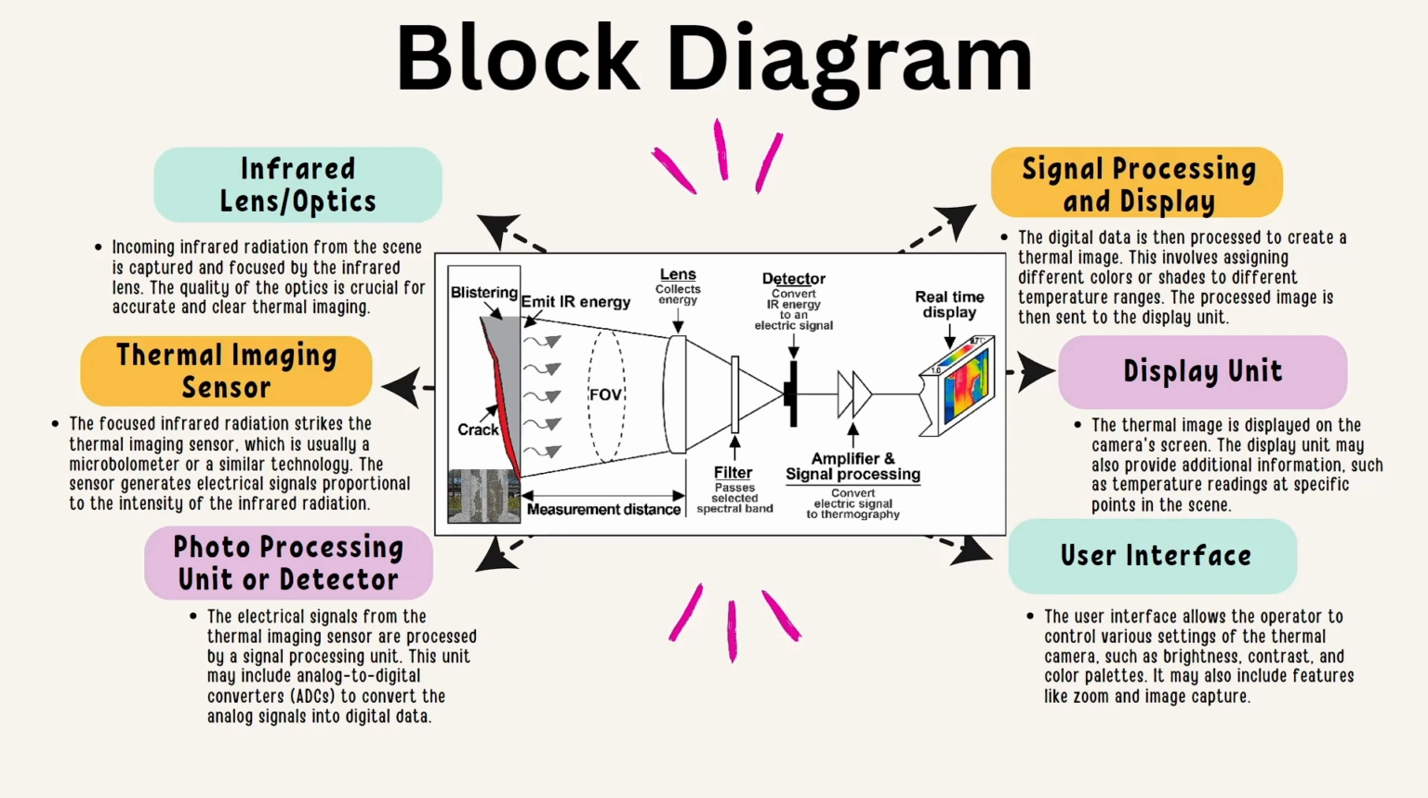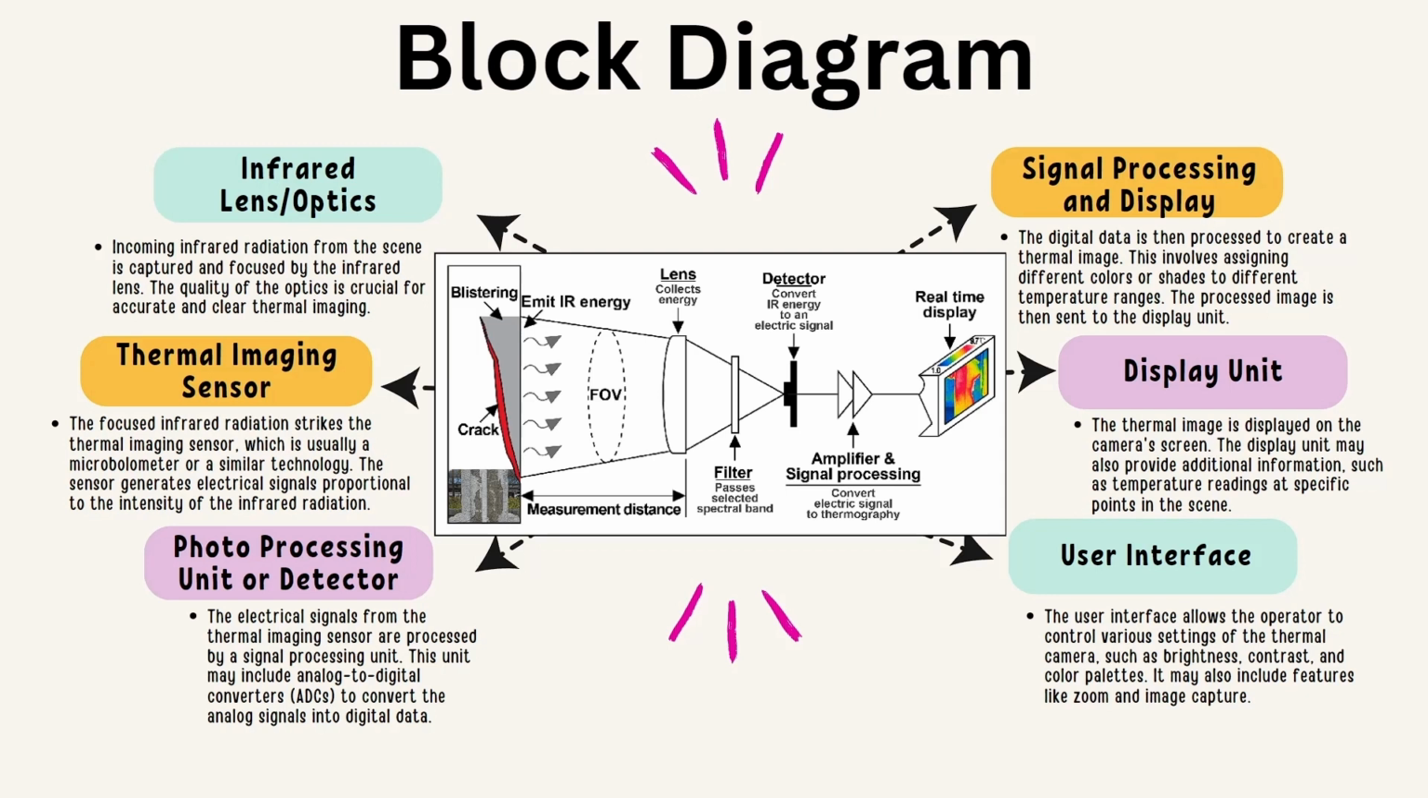Moving on, we have the detector or the photo processing unit. Now that the infrared radiations are already present inside the thermal camera, we have to make a unit which will convert the incoming light energy into electrical energy. So the detector does that. It converts the infrared radiation's energy into an electric signal by using analog to digital converters.